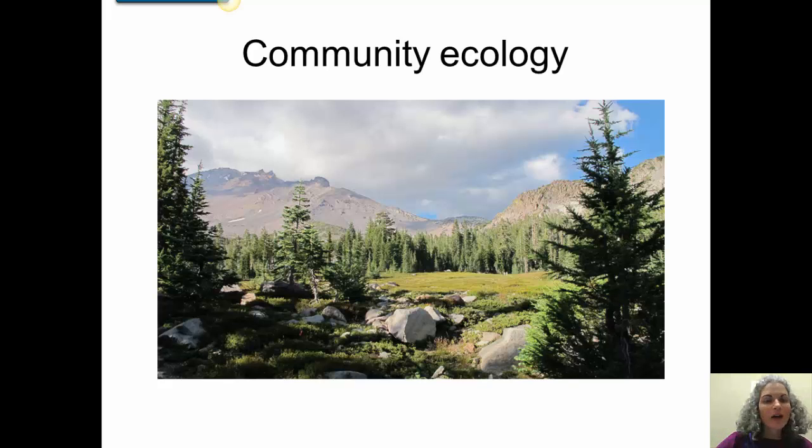Welcome to our Field Botany Community Ecology lecture. We've defined community as all of the species within a defined area that interact with each other. Specifically with this lecture, we're going to be focused on a subset of the whole community, the plant communities.